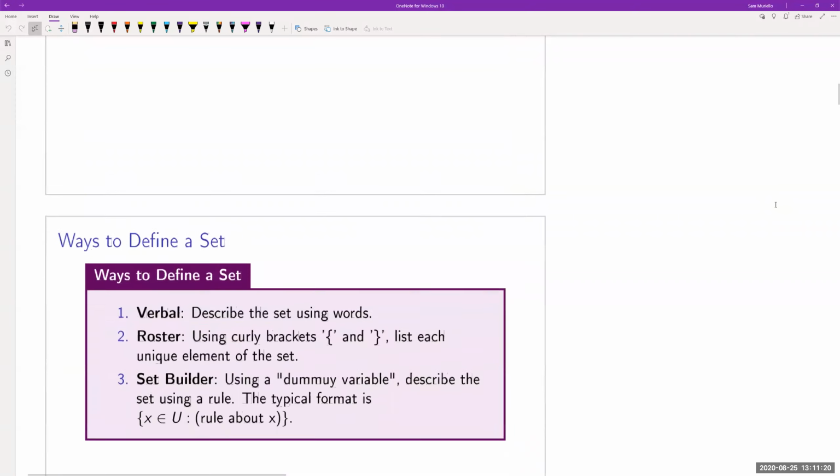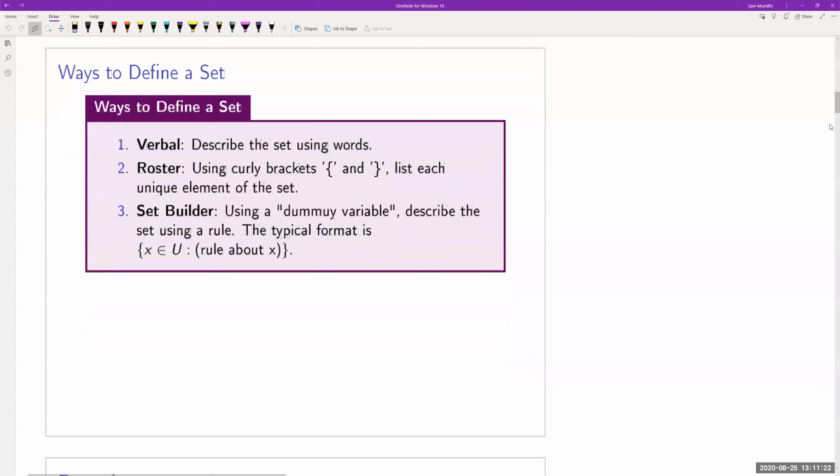Now, there's a couple ways that we can define a set. So, for example, verbally, we can just describe the set using words. The set of all even numbers, for example, or the set of all things on this menu. With the roster method, we use curly braces to determine each unique element in the set, and we literally just list them out. So, for example, we might say, okay, the items on this menu include fried rice and egg rolls and General Tso's chicken, and you just list them all out, and you use the curly braces around it, and you separate each one with commas.